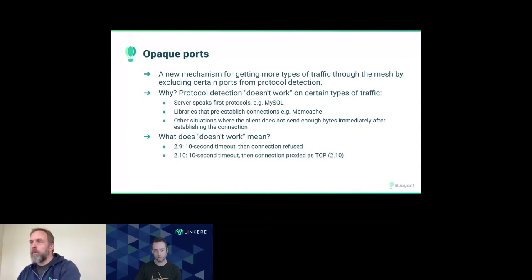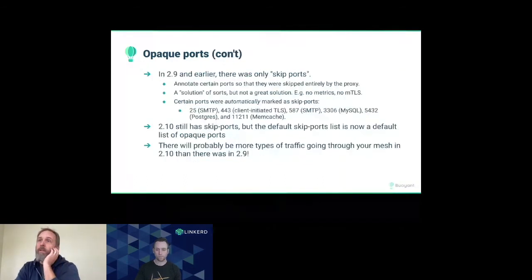Okay, so let's talk about what that means in a little more detail. The reason why we did this is because skip ports is really not a great solution, right? You want this traffic to go through the proxy because you want the proxy to be able to do things like MTLS and to report metrics, even if they're TCP metrics, right? You want everything going through the proxy as much as possible. So opaque ports now give us the ability to do that.